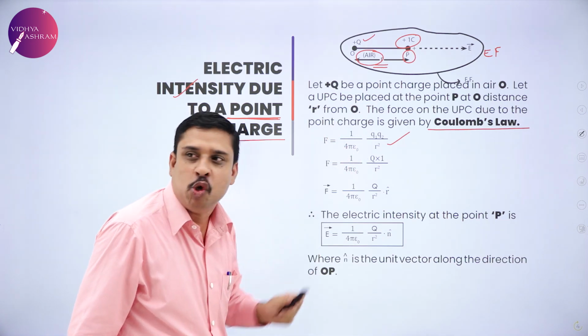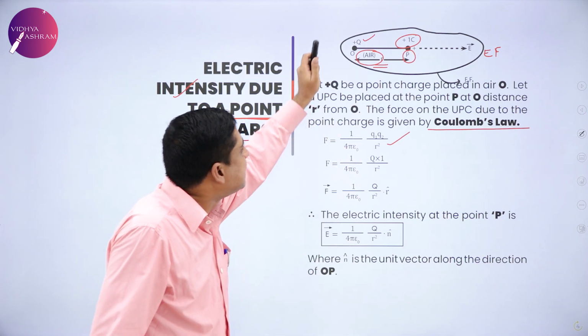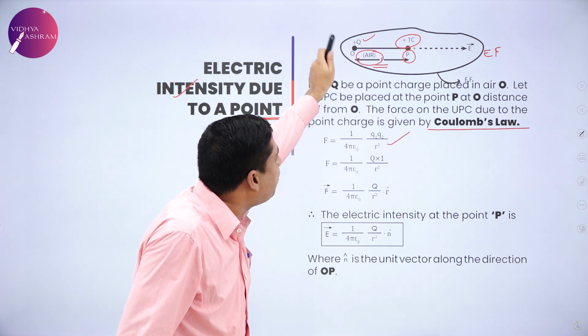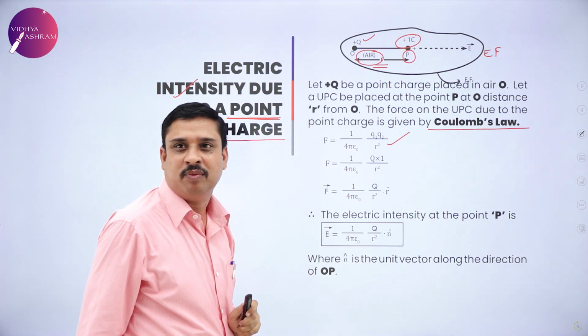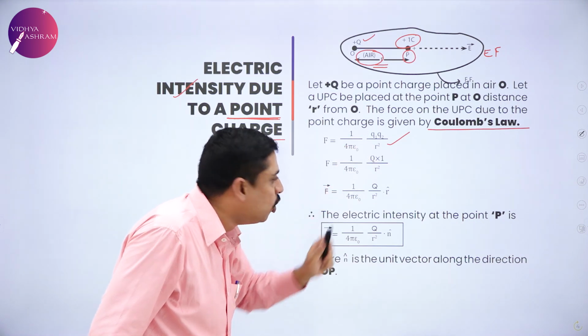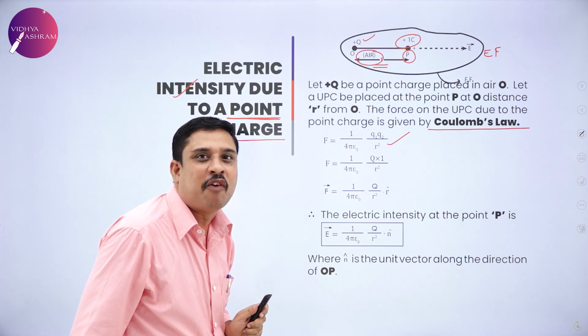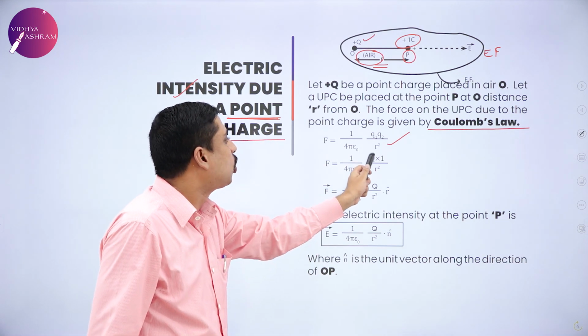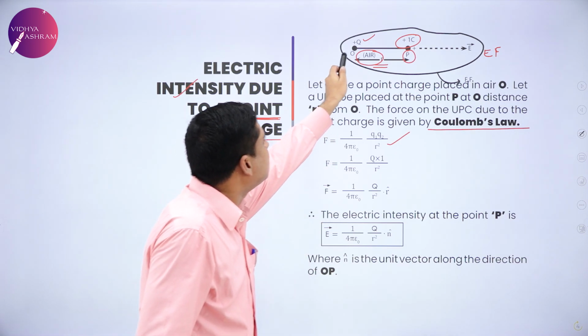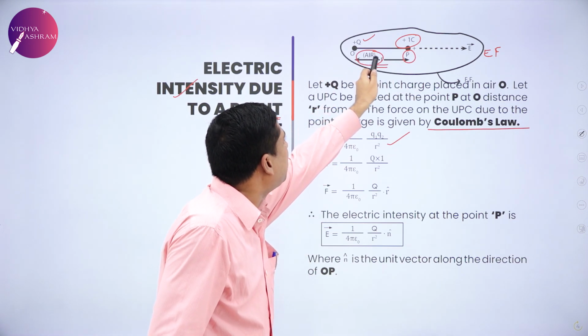Now what is this Q1? It is the magnitude of my point charge, the first charge, plus Q. What is Q2? Magnitude of the second charge, UPC, 1 coulomb. And what is the distance of separation between them?